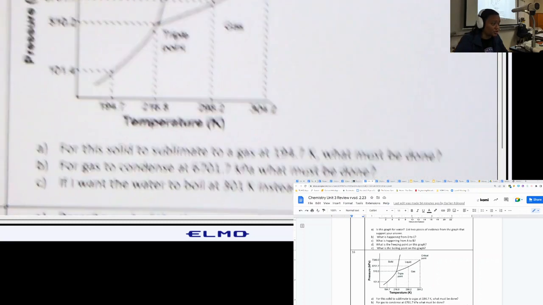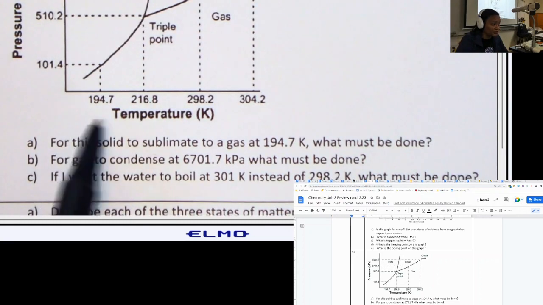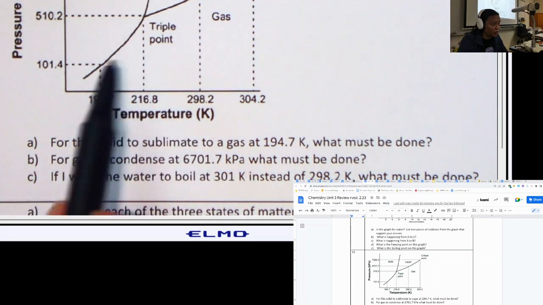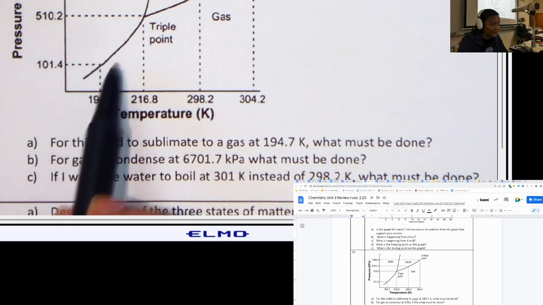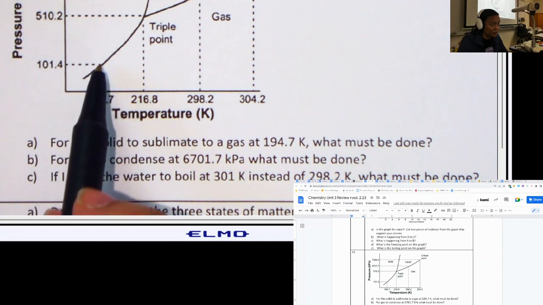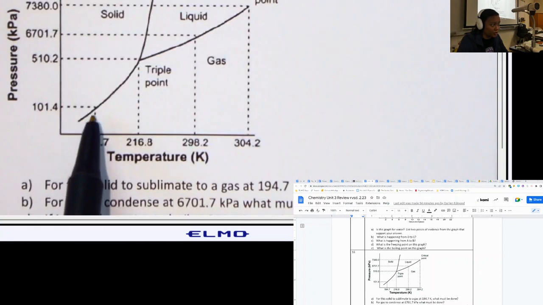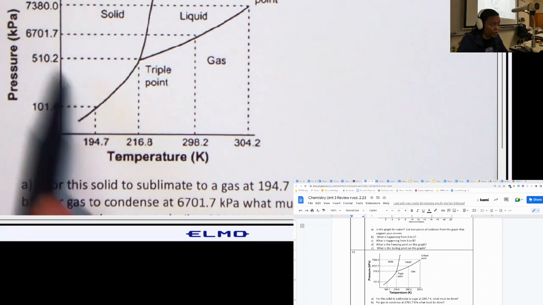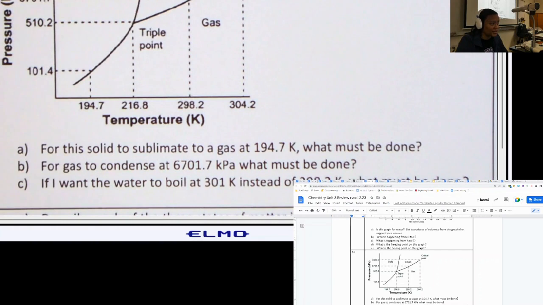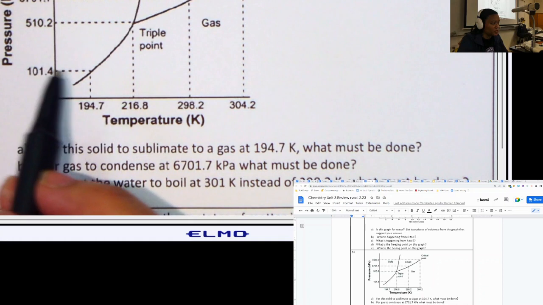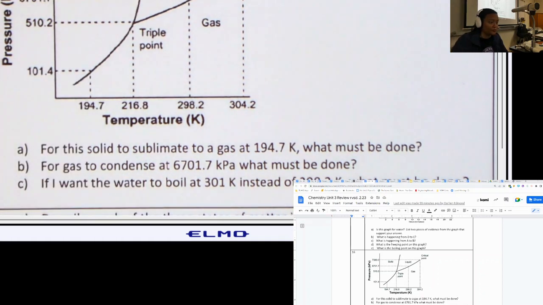So the question is, for this solid to sublimate to a gas at 194.7 Kelvin, what must be done? Okay, so in order for it to sublimate, go straight from a solid to a gas at 194.7, your pressure must be 101.4, where the line meets here, 101.4 kPa. So for A, to sublimate to a gas at 194.7 Kelvin, your pressure must be 101.4 kPa.